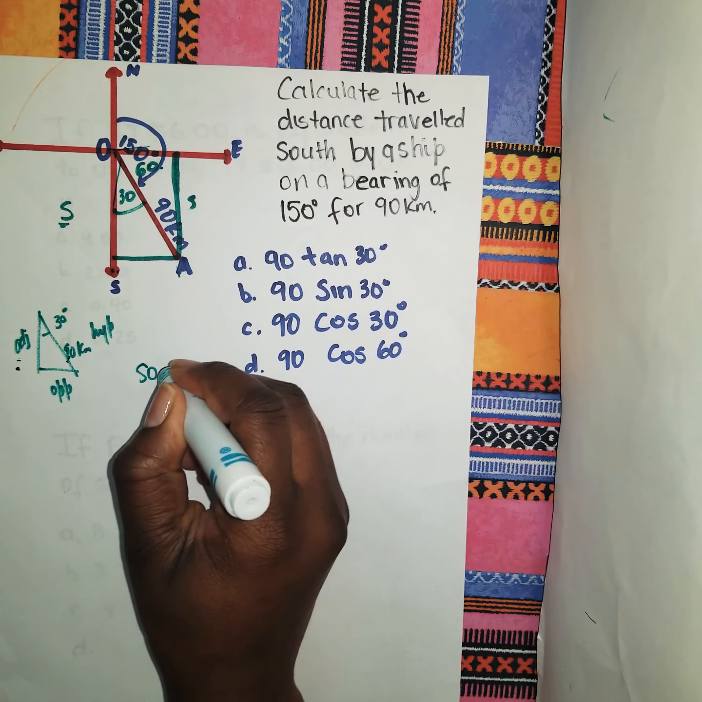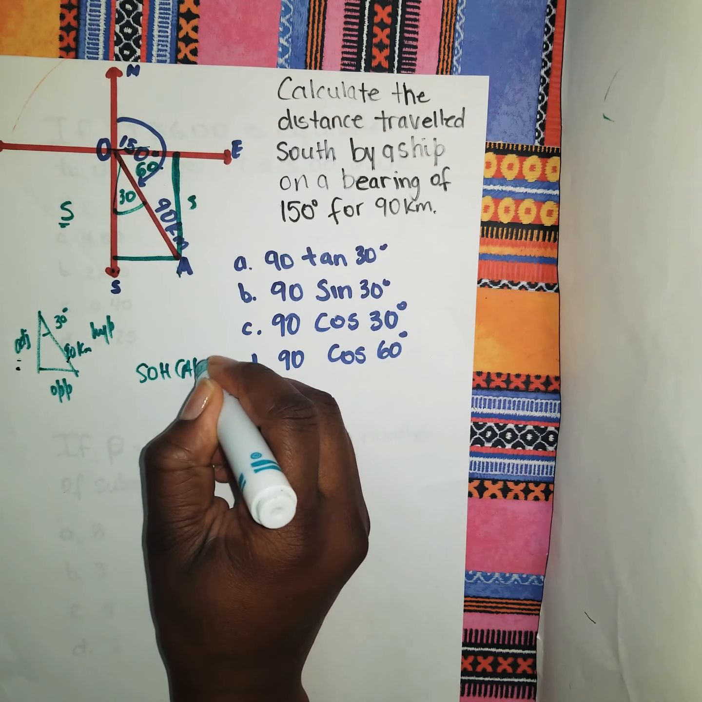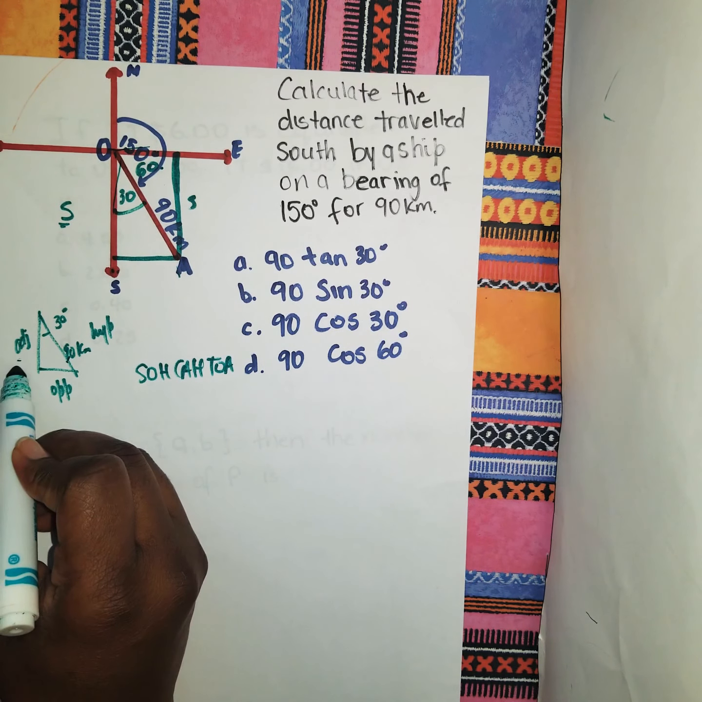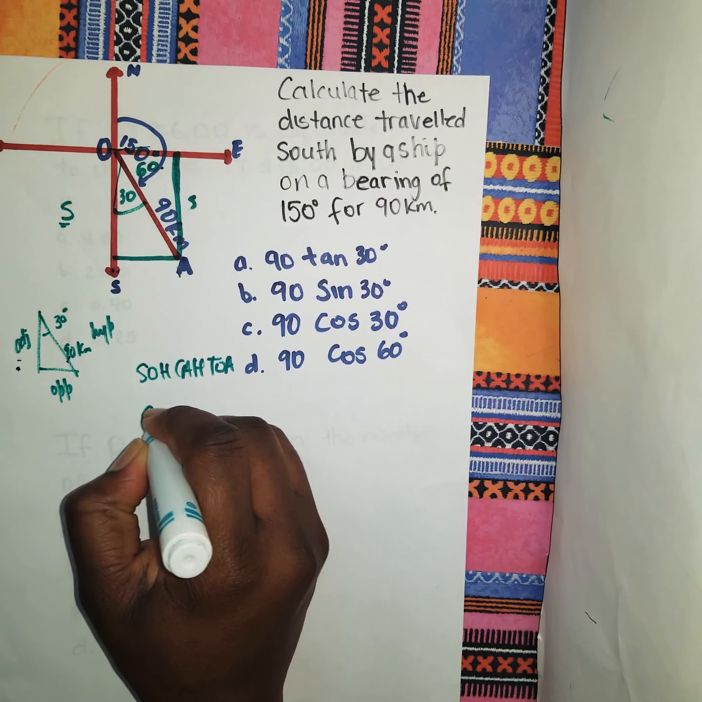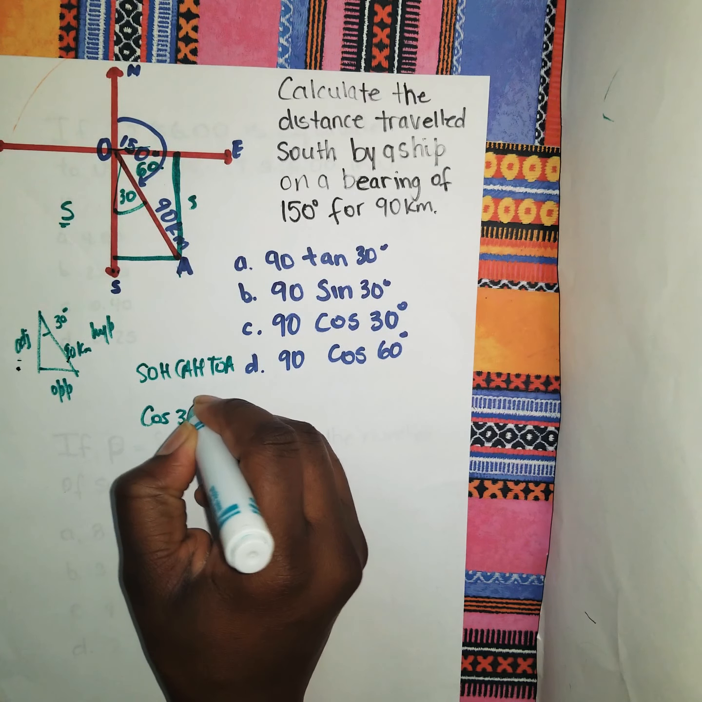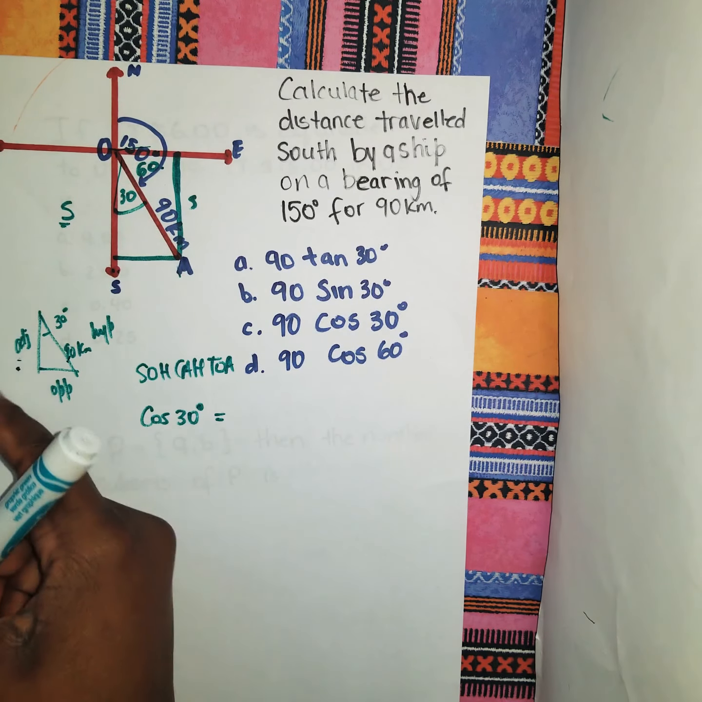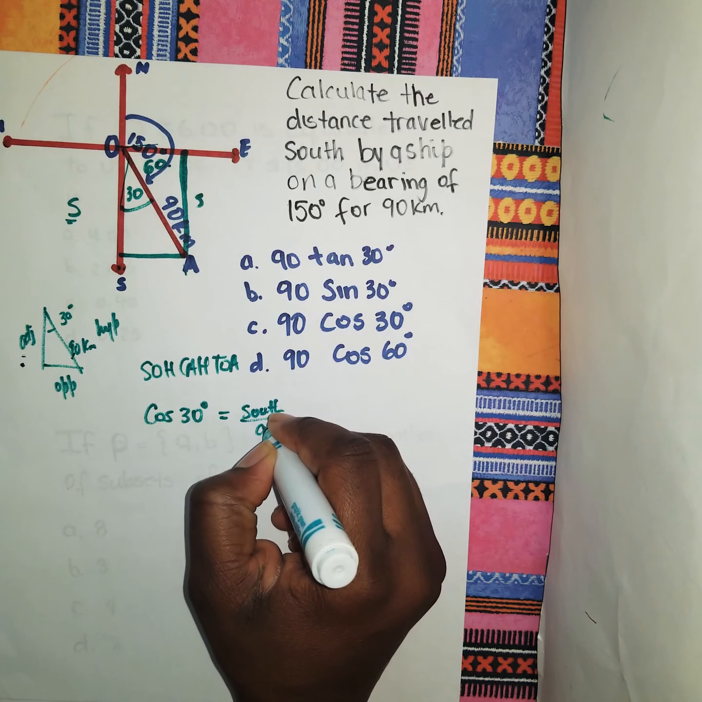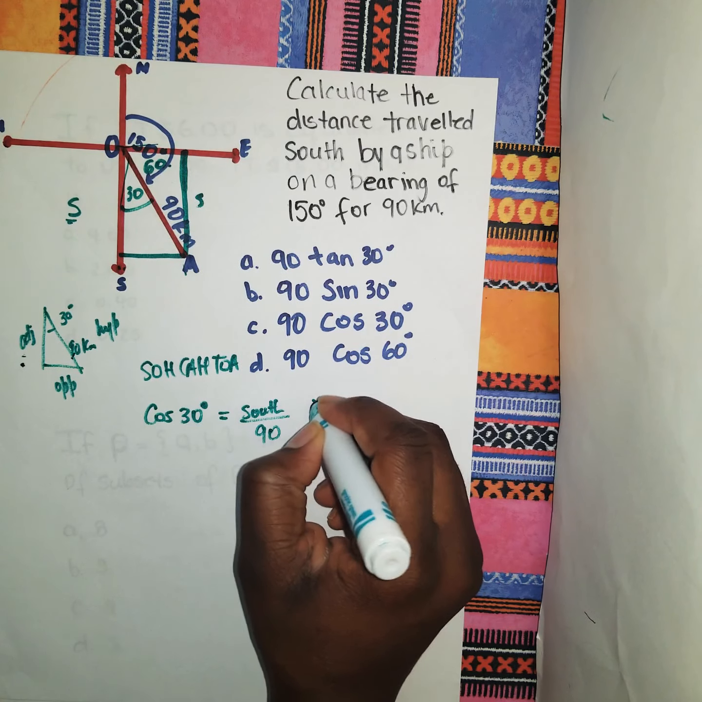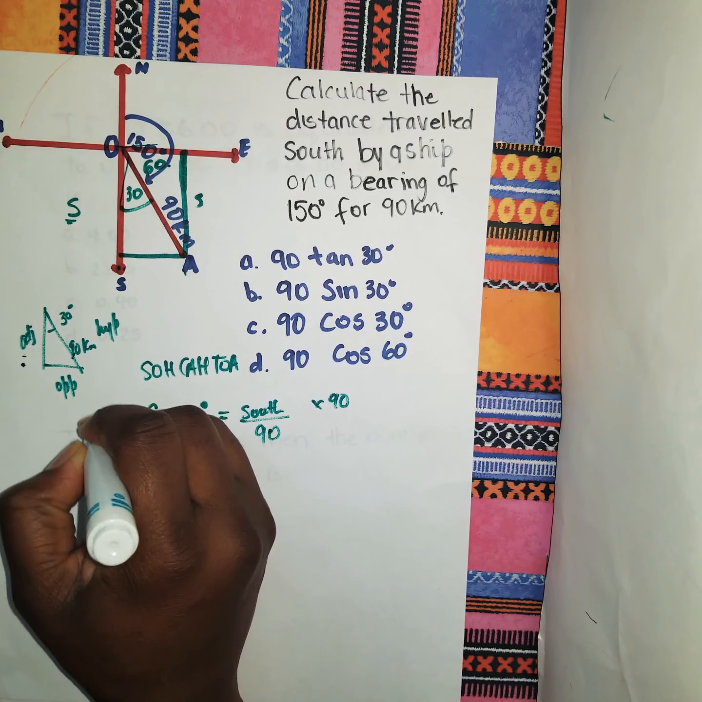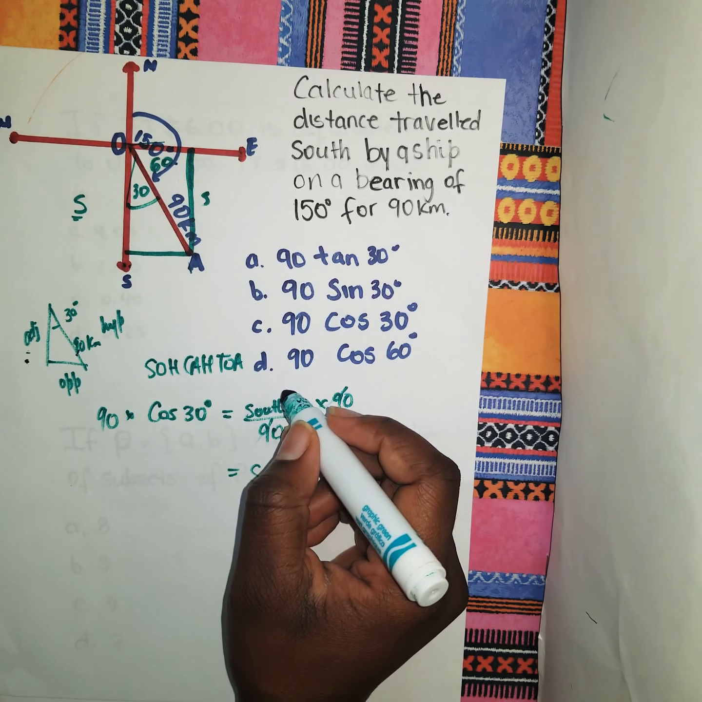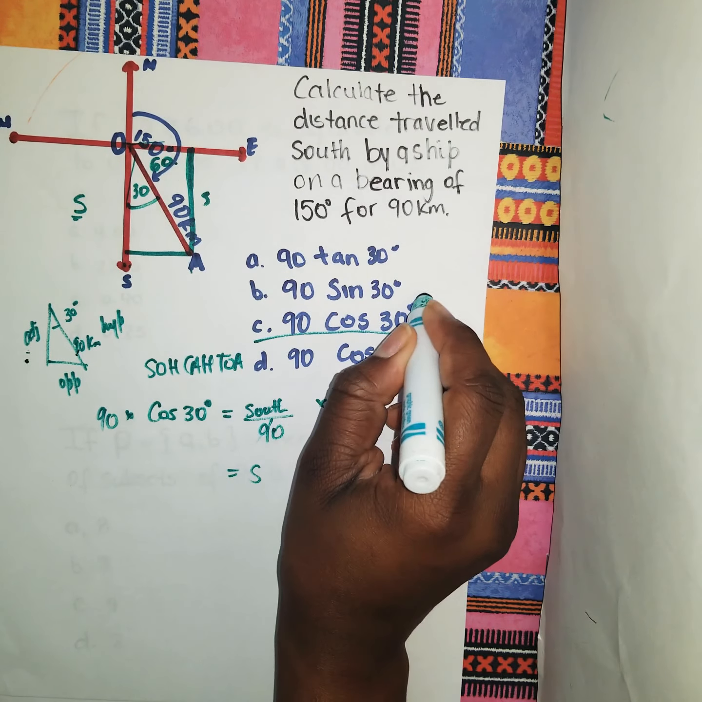So we have three trig ratios, SOHCAHTOA. We're going to be using the angle, the side given, and the side we want to find. So cos of 30 degrees is equal to adjacent, I'm going to call it south, over 90 kilometers. You multiply both sides by 90 to find the answer. So south is equal to 90 cos 30. The answer is right here.